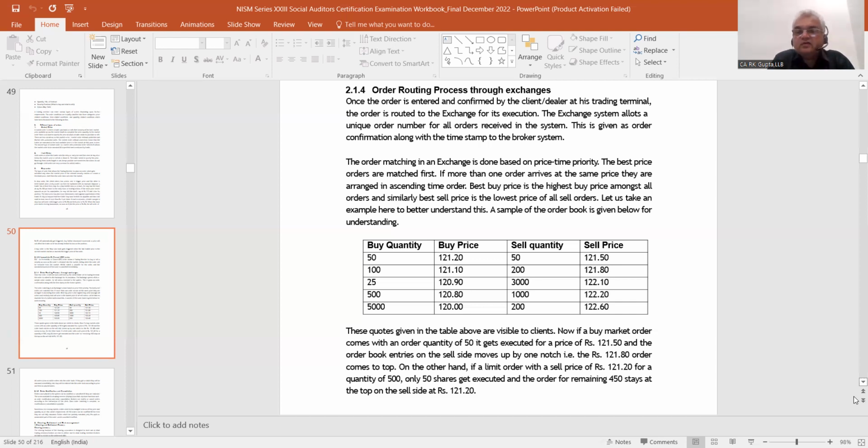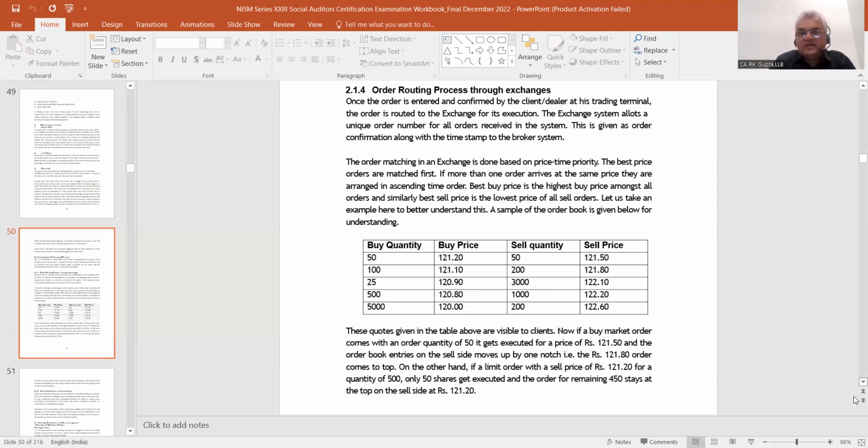On the other hand, if a limit order with a price of 121.20 for a quantity of 500 comes, only 50 shares get executed. Suppose there is a person who wants to buy at say 121.20, but only 50 shares are available. So in this case, only 50 shares will get executed and the order for the remaining 450 stays at the top on the sell side at rupees 121.20.